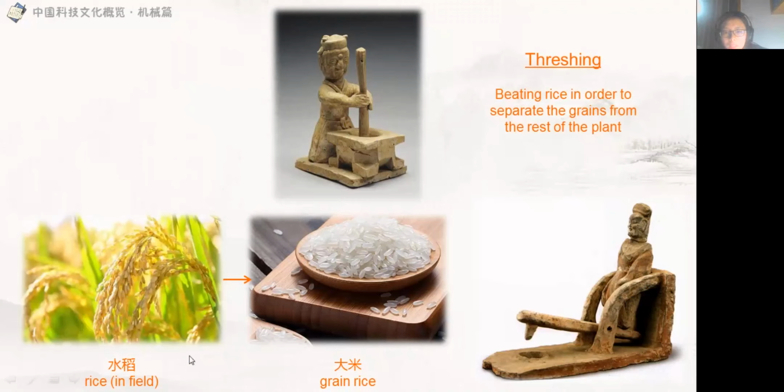They beat the rice from the field here to crush it. So the outer skin and the inside seed will be separated. But they're still mixed. So we need another cleaning machine to separate them.